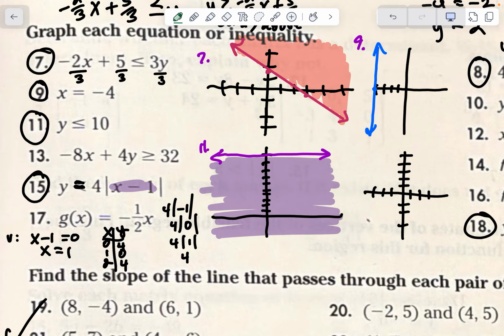Okay. So at 0, we are at 4. At 1, we are at 0. At 2, we're also at 4. Did we make a V shape? Yes. Okay. And so now you just connect your V. Are you okay? Yeah. Okay.